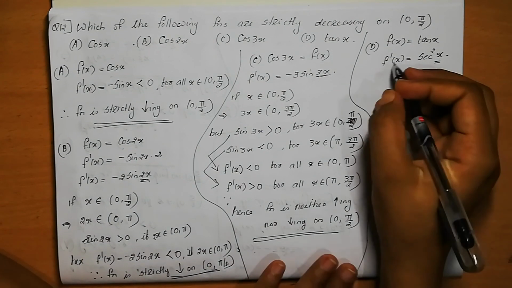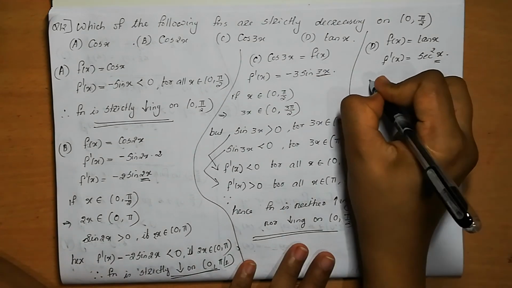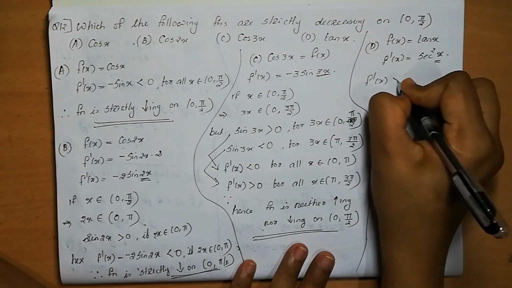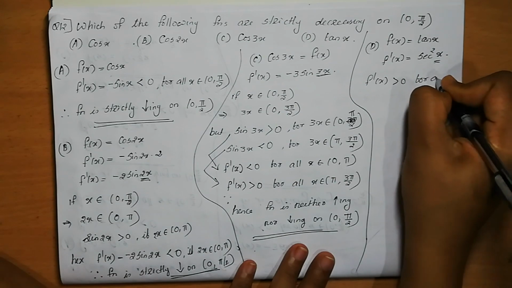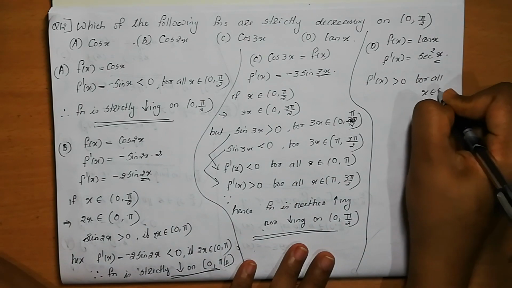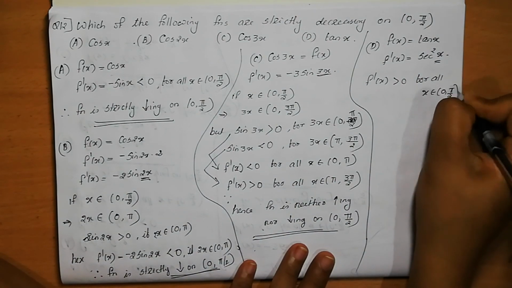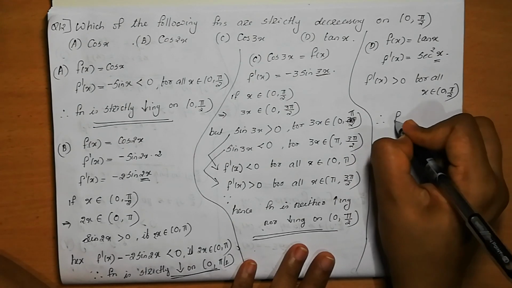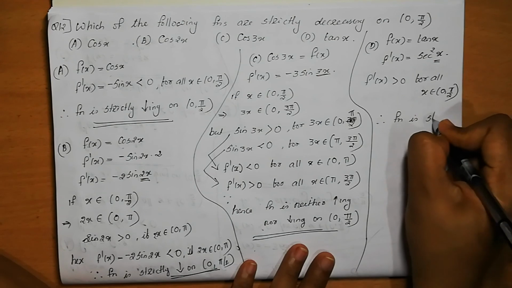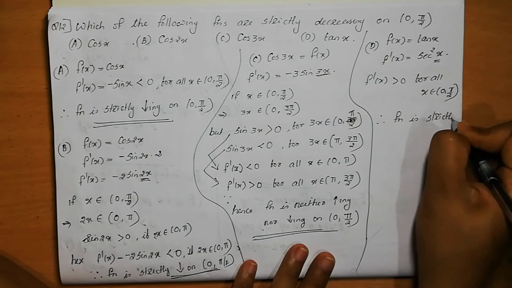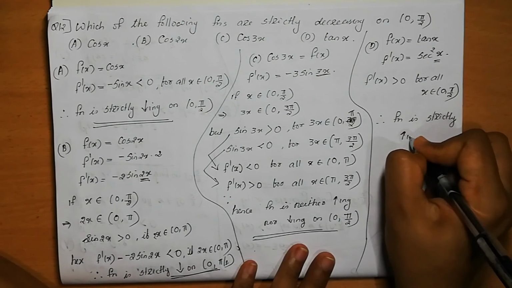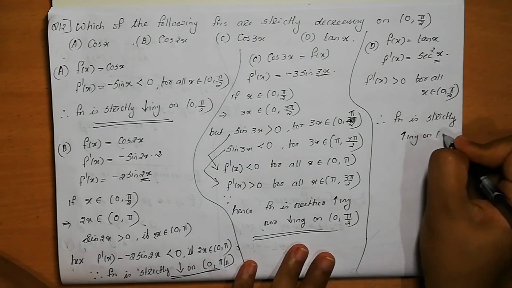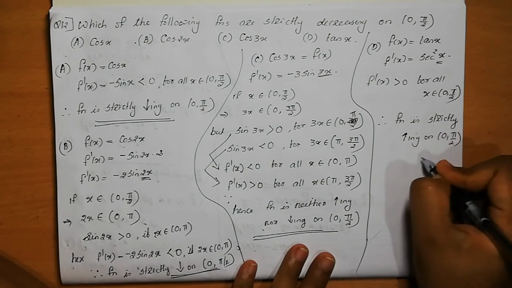We know that one, right? So what we can write? This one is f dash x is greater than 0 for all x belongs to 0 to pi by 2. So what we can write? The function is strictly increasing. Therefore, the function is strictly increasing on 0 to pi by 2.